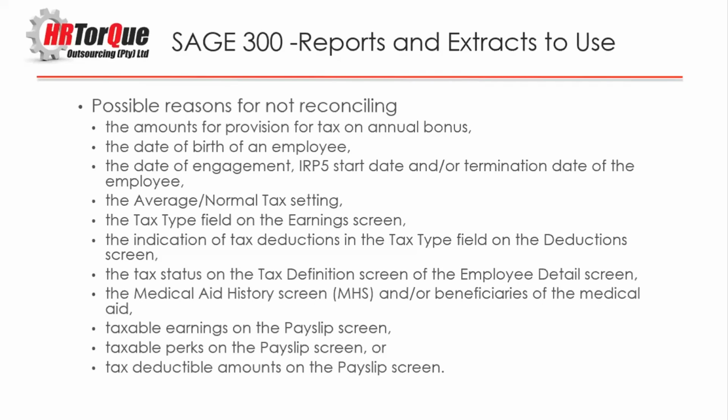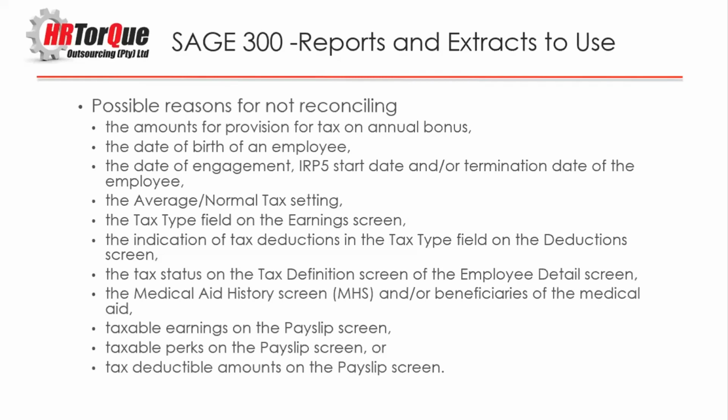Okay. Not necessarily anything that can be done about that, but it is something to be checking for if you're seeing that there's imbalances. Taxable earnings on the payslip screen, taxable perks and taxable deductible amounts all on the payslip screen. And this would indicate that somebody has physically overridden or manually adjusted the taxable earnings. Very dangerous practice. Please, if you can avoid that, please do that. Don't be making changes to taxable earnings.